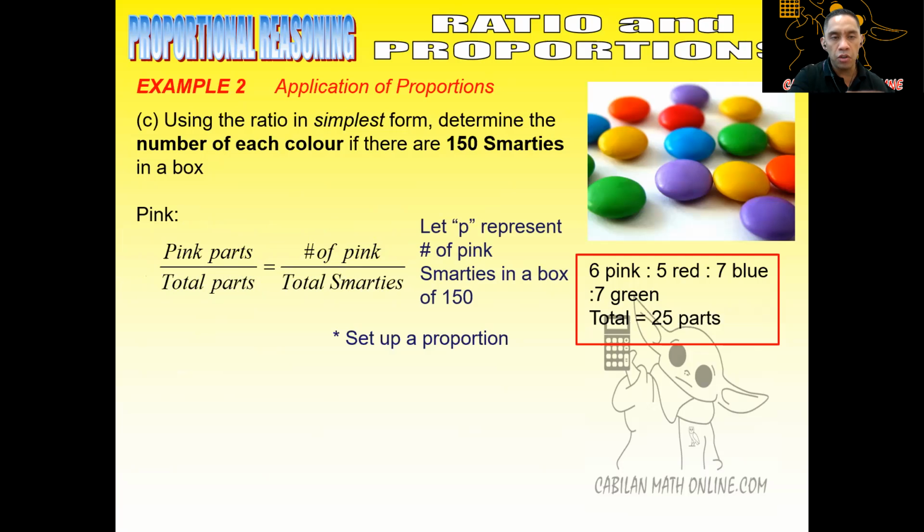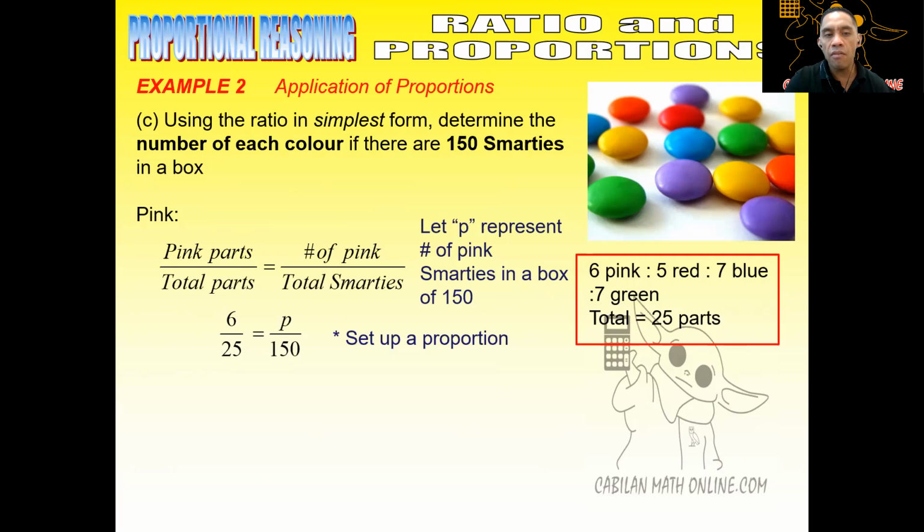Now, using what I have on the screen there, we just put in the numbers which make up those different things. For example, on the left side, we have pink parts over total parts. So notice in the red box there, based on the simplest form, 6 out of 25 parts will make up the left side. On the right side, since we're solving for the number of pink, what we get there will be P over 150.